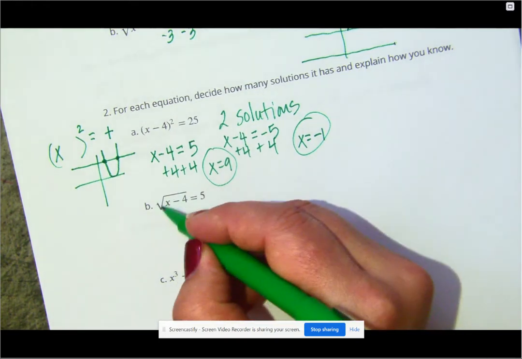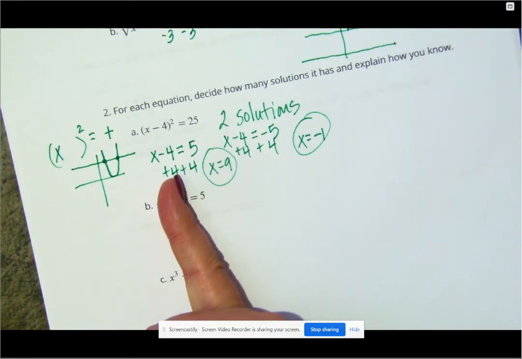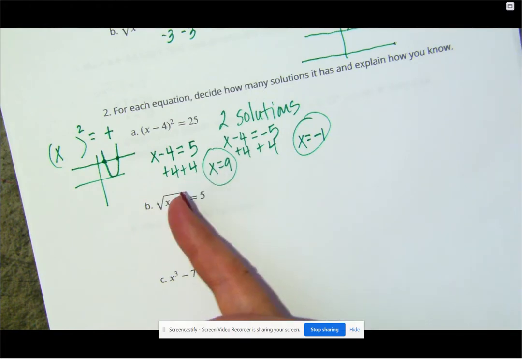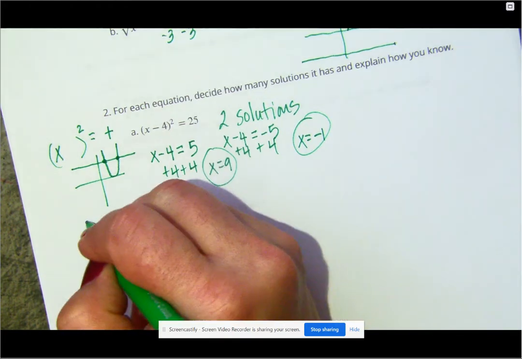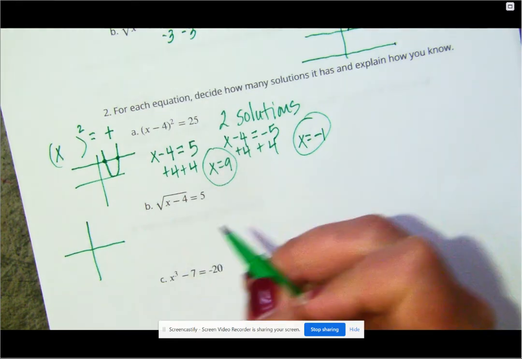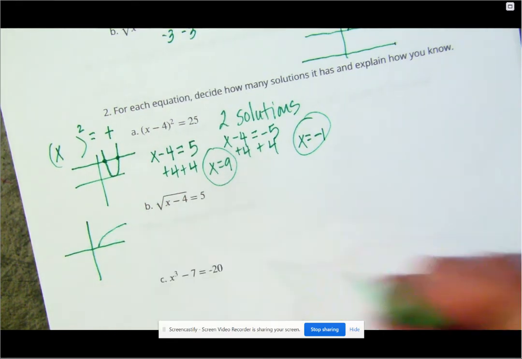Okay, this is a square root. Square roots have to equal a positive. It does. Now, square roots only have one solution, though. And if you want to remember what the graph looks like, it looks like this.